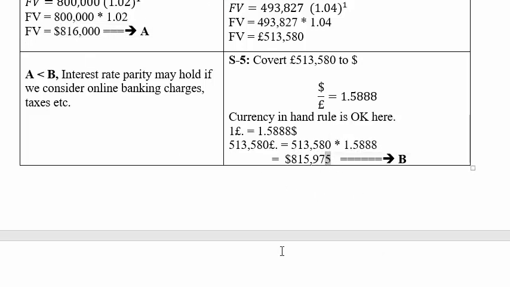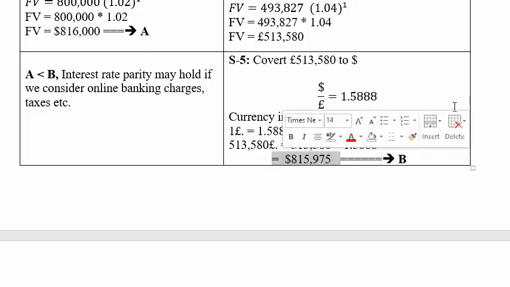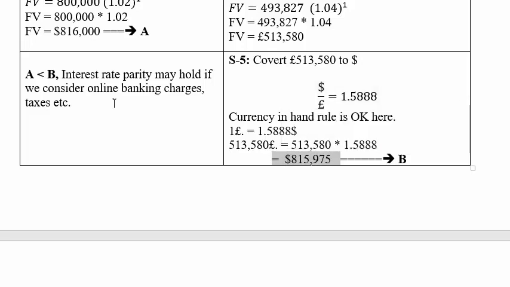Although this is slightly less than what I'm getting in my domestic market, how much slightly less? $25 only. So we can say it's almost a parity situation, because if you consider taxes and other things, it is possible that the US charges a higher tax percentage, let's say 10% on your interest earnings, while the UK only charges, let's say, 2%. And then there are banking charges and other charges as well.